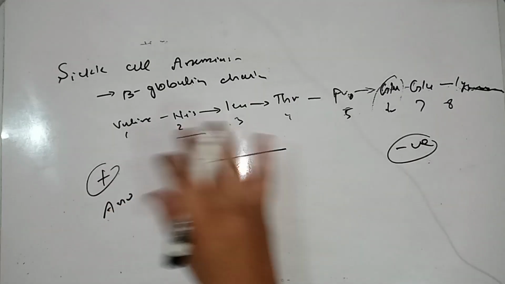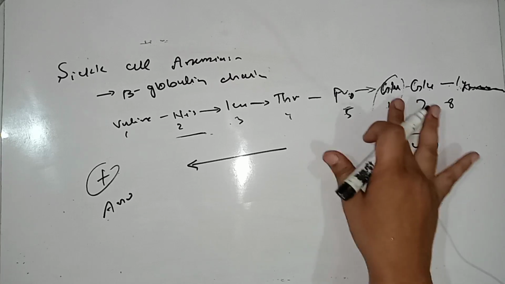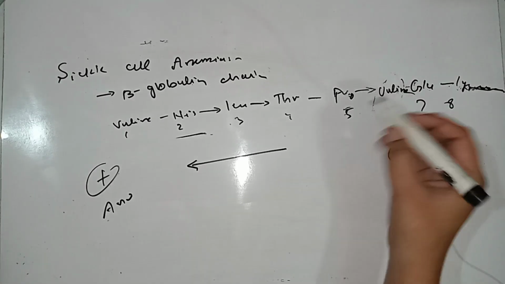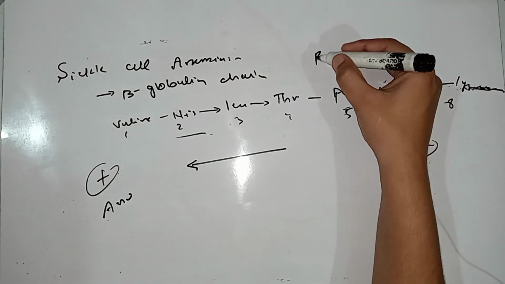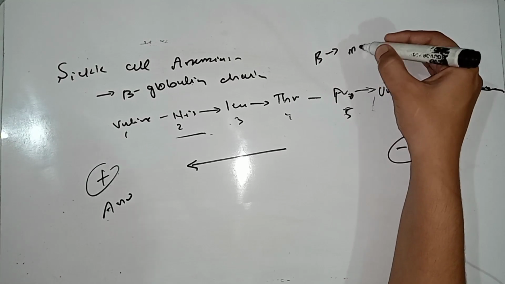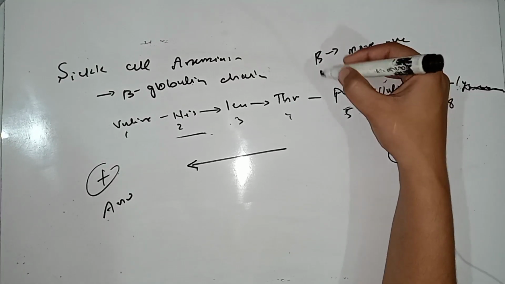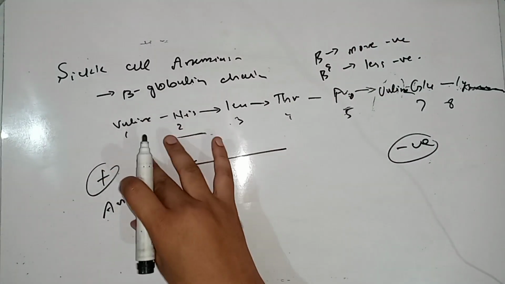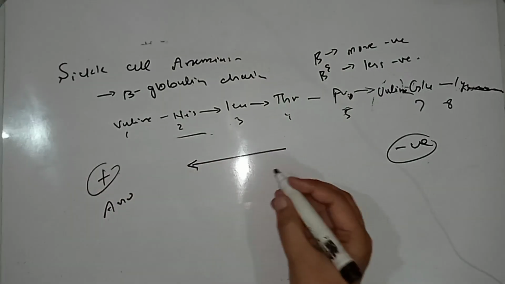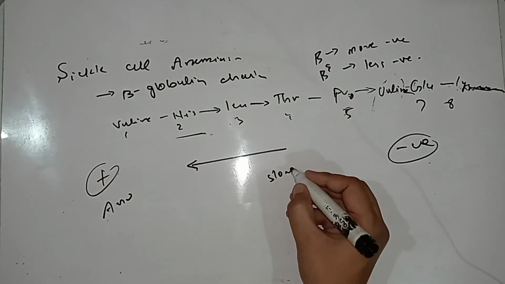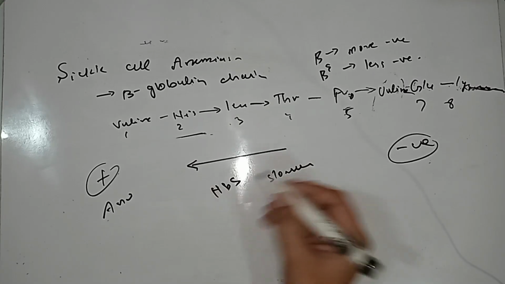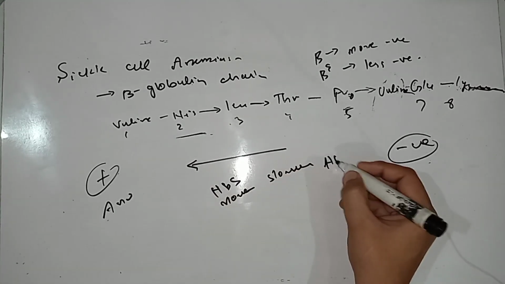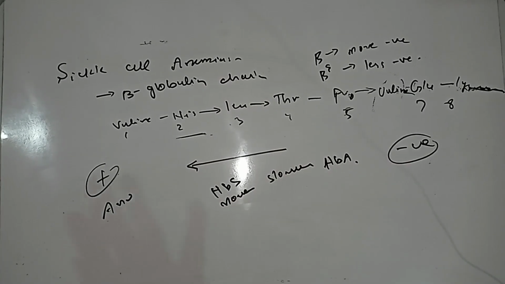However, when there is HbS, in HbS glutamate here is replaced by valine. Valine is a neutral amino acid. So, HbS is less negative. Normal beta globulin is more negative, while beta S is less negative. So, its movement towards the positive anode in electrophoresis is slower. Its movement here is slower. HbS moves slower than HbA. So, this is the pattern on electrophoresis.